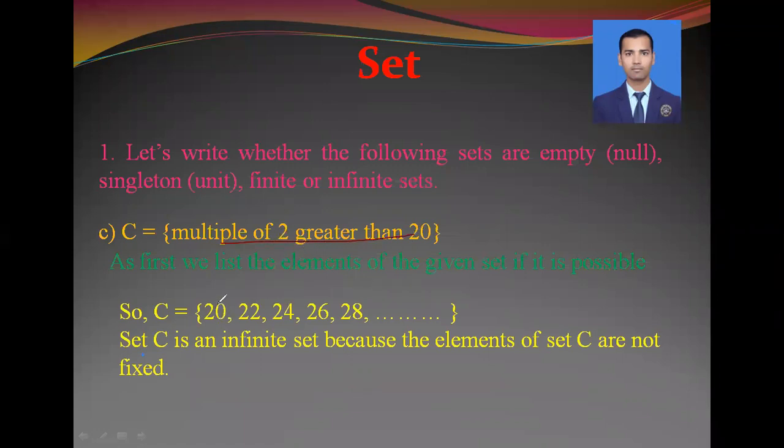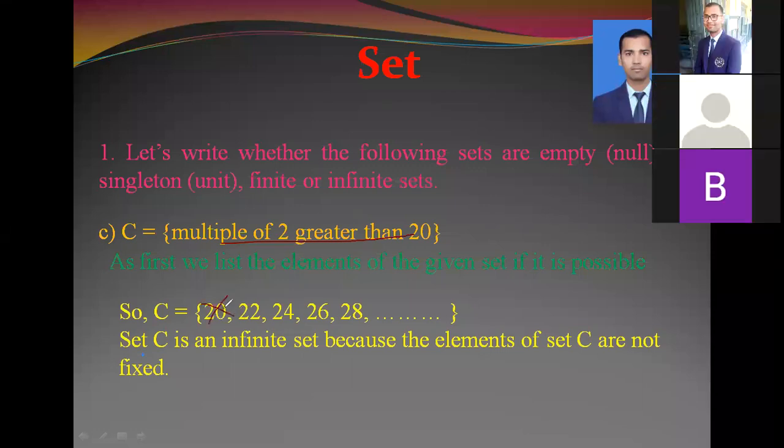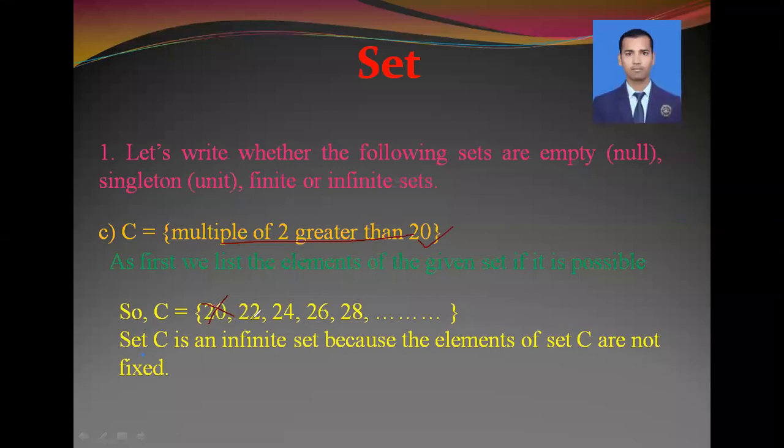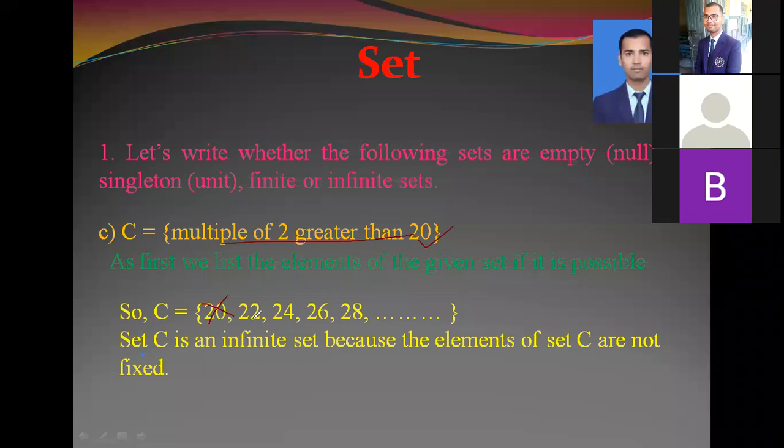First we need to write the elements in listing method. C does not include 20, because we only need the multiples greater than 20, and 20 is equal to 20. That's why this 20 is not mentioned. So we need to write the elements from 22: 22, 24, 26, 28.